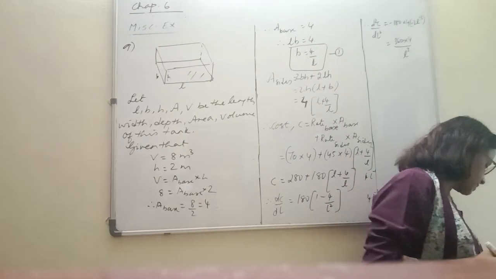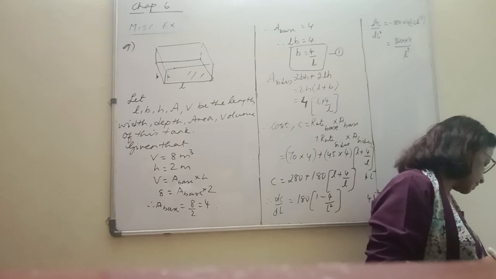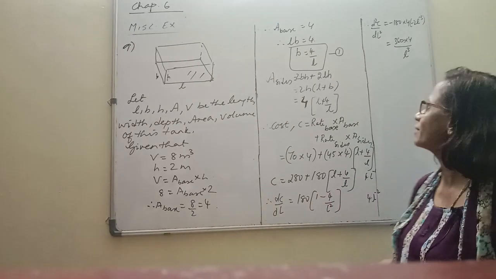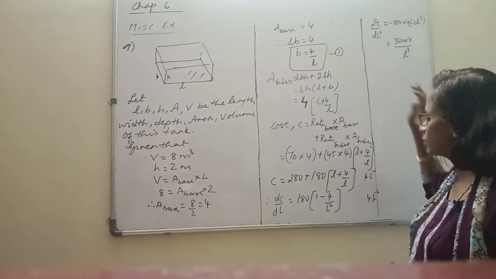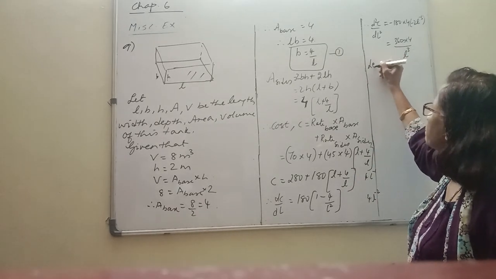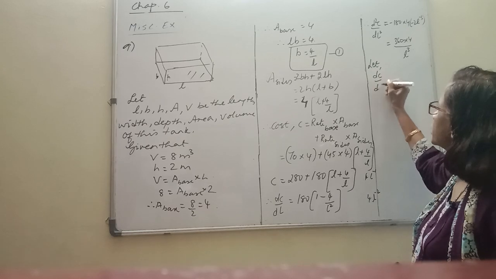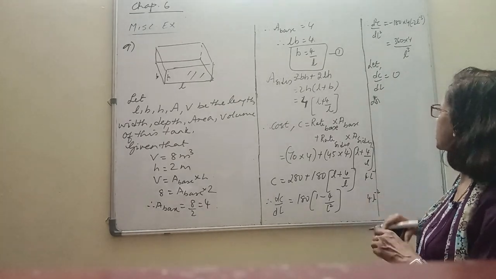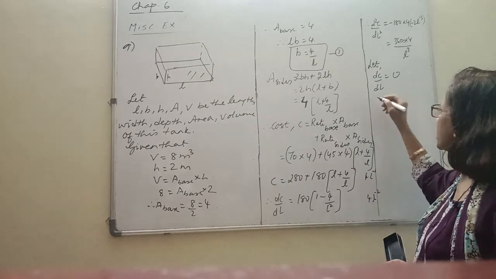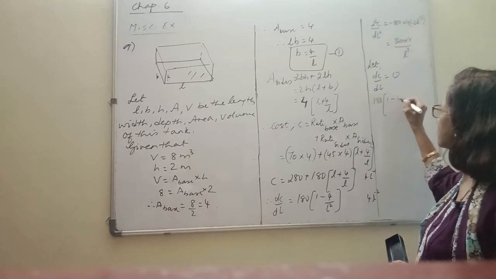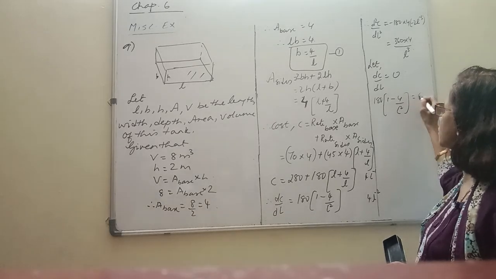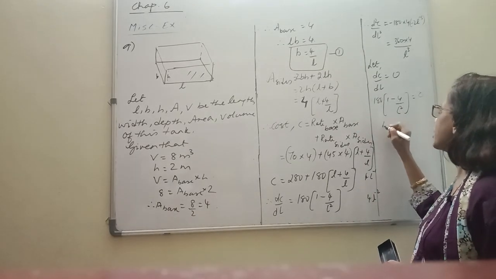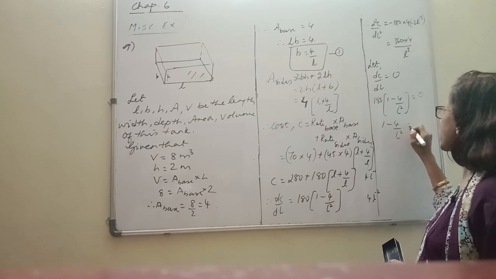Let me see whether it is maximum or minimum. Least expensive tank, least, so you should get minima. We will get it because it's a positive thing. Alright, so that much part is over. Now let's jump back to the critical point. Let dC over dL be equal to 0 for us to get the critical point. So it's going to be 180 times 1 minus 4 over L squared equal to 0. Divide both sides by 180 so that the 180 gets eliminated, and you're left with 1 minus 4 over L squared equal to 0.